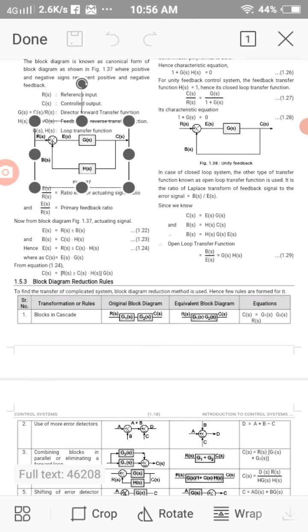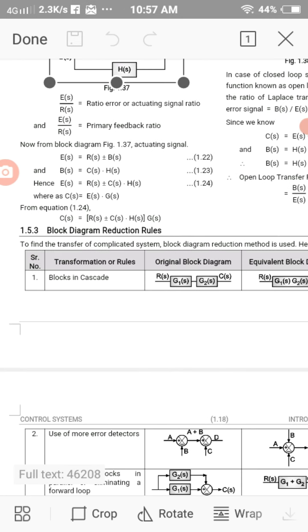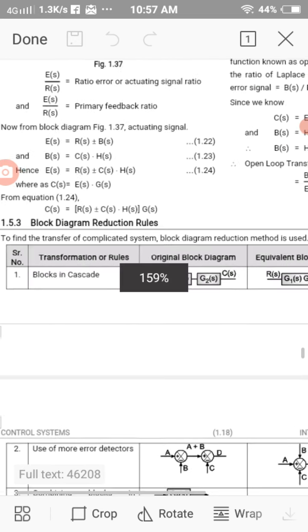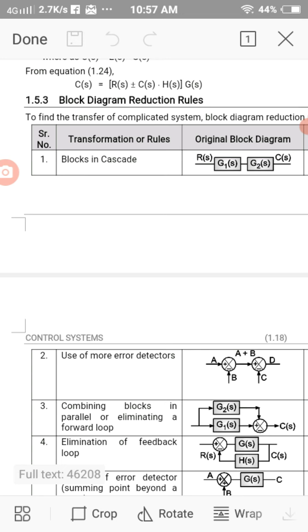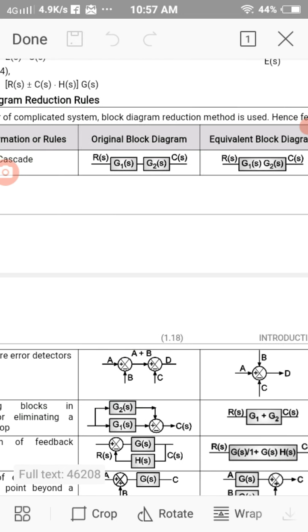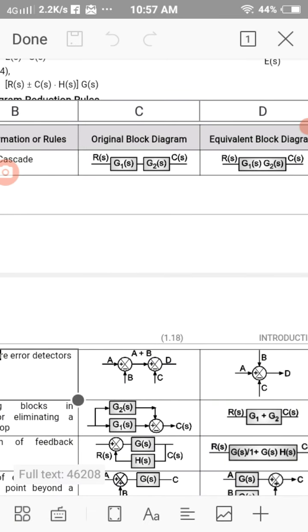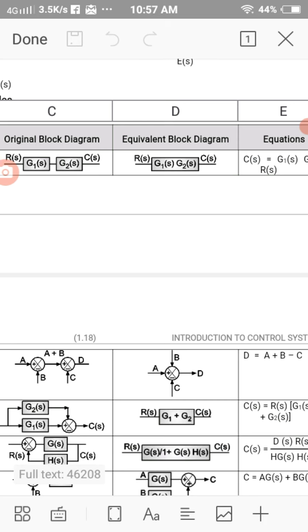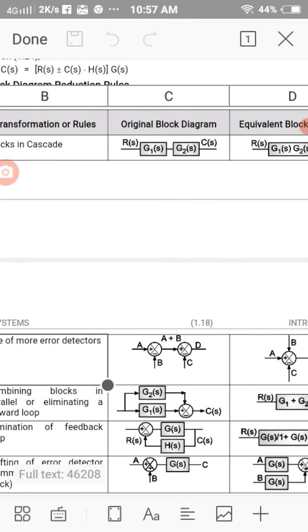Like this, we will reduce take-off points, we will reduce arrows, we will reduce feedback paths. That is nothing but reduction rules. These are shown as follows. As in the table, you will find what the rules are. First rule is blocks in cascade. If there are different blocks in cascade, that is G1 of S and G2 of S in cascade, then the output will be G1 of S into G2 of S. That is multiplication of the two blocks.